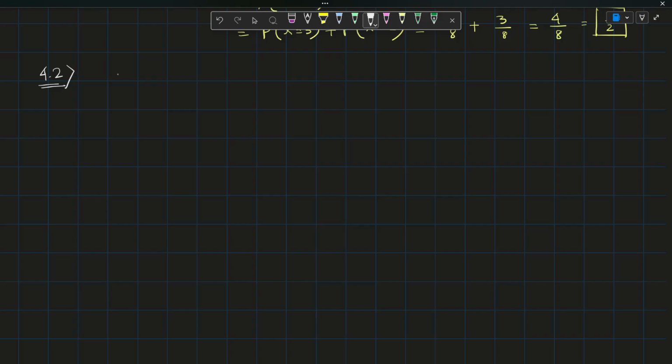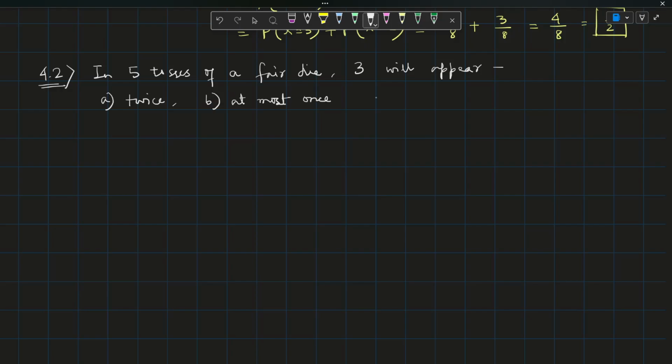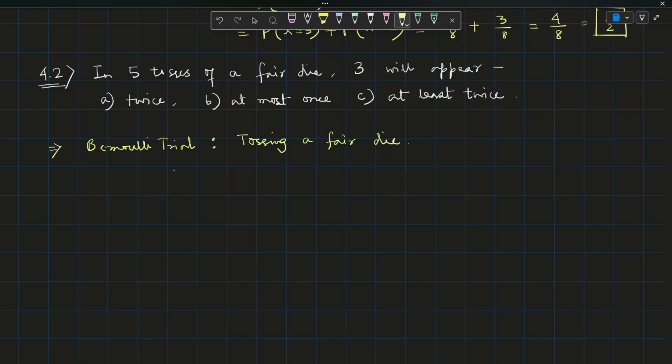Now let's continue with problem 4.2, which states in 5 tosses of a fair die, 3 will appear, A twice, B at most once, C at least twice, and we have to find the probability of each of these cases. So here the Bernoulli trial is tossing of a fair die, and success is defined as appearance of 3. So what is the probability of success? We all know 1 by 6.